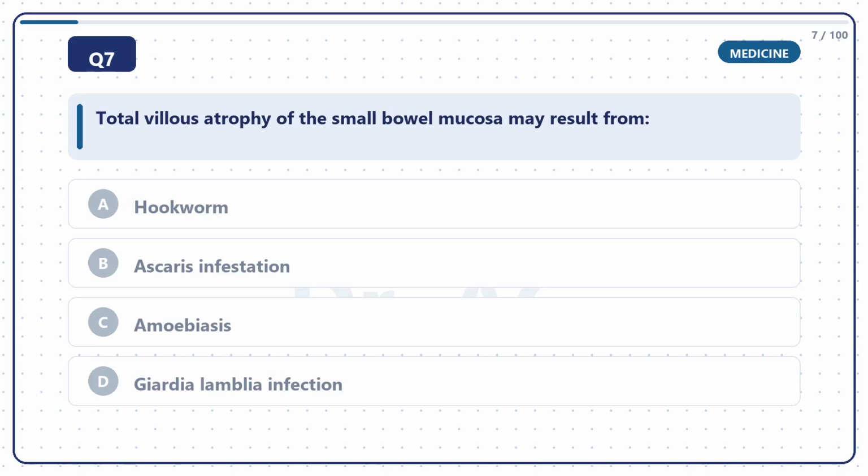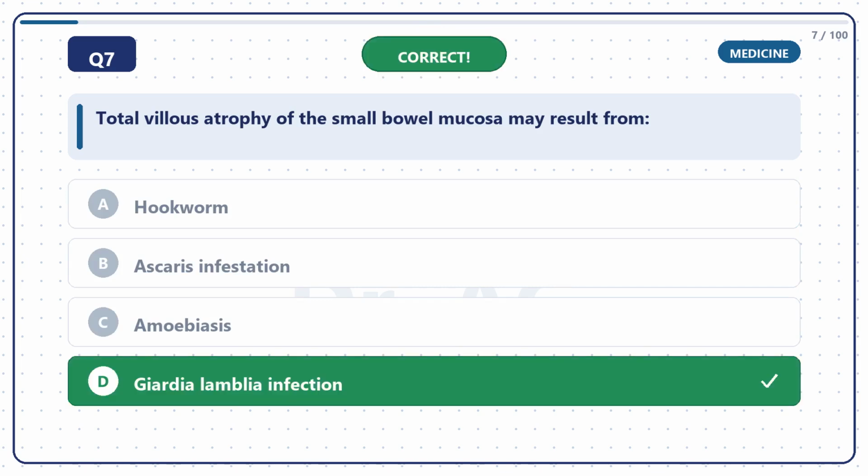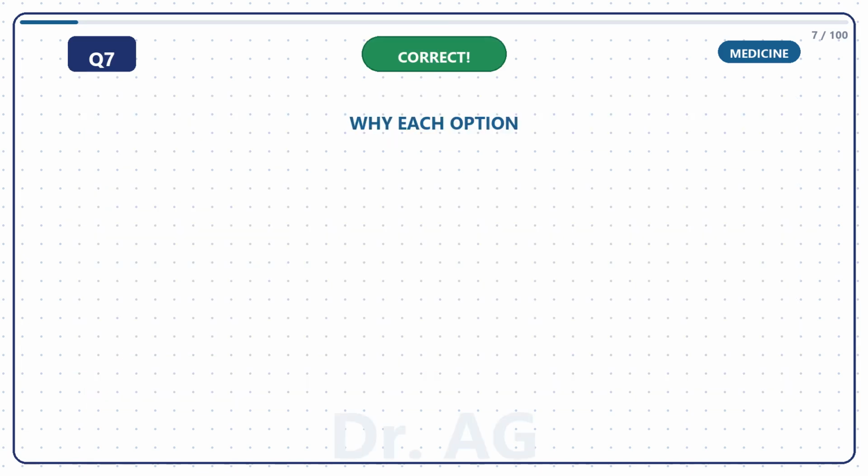Question 7. Total villus atrophy of the small bowel mucosa may result from Option A. Hookworm. Option B. Ascaris infestation. Option C. Amoebiasis. Option D. Giardia lamblia infection. The correct answer is option D. Giardia lamblia infection. Let's go through the options.